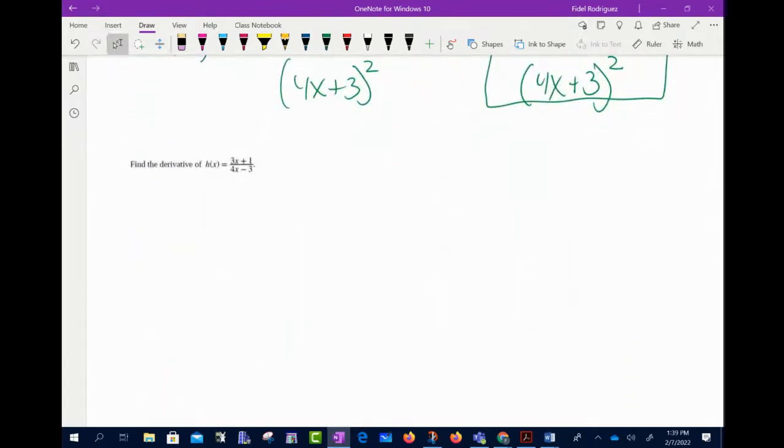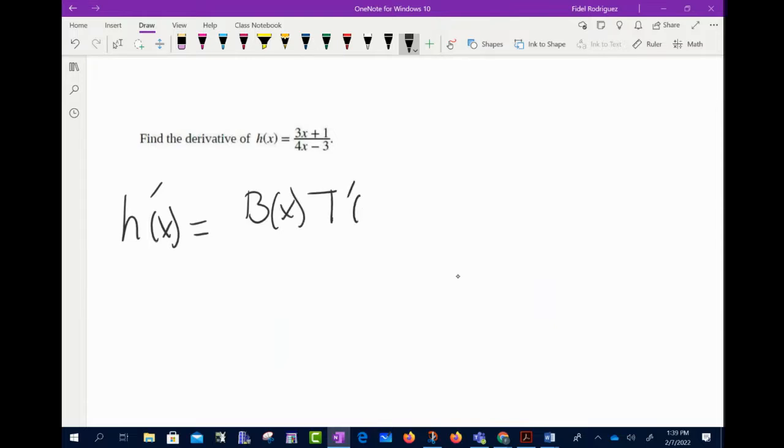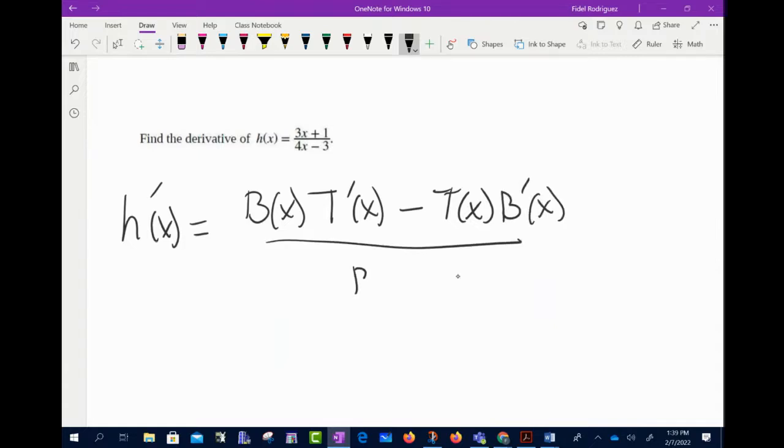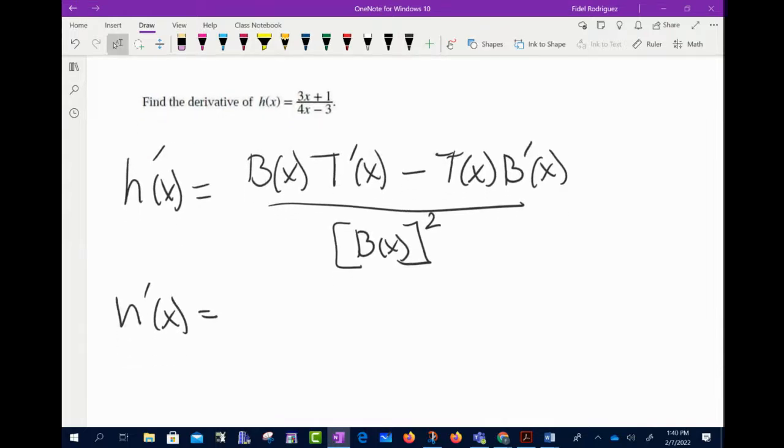Okay. Same thing here, y'all. We're going to apply the same principles. So I'm going to write my formula. So h prime of x is the bottom function times the derivative of the top minus the top times the derivative of the bottom, all over the bottom function squared. Okay, so let's do it to it. Let's see if we can apply that principle to our problem.